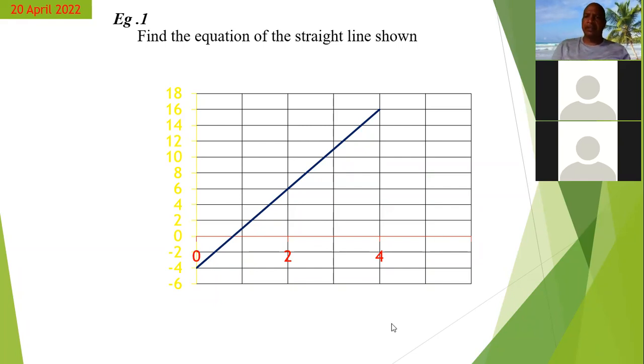Anybody ready for me? Did anybody calculate the gradient and find the y-intercept as yet? Sir, the y-intercept would have been -4. That's so good. So it's -4 because that's where the line cuts the y-axis at -4.